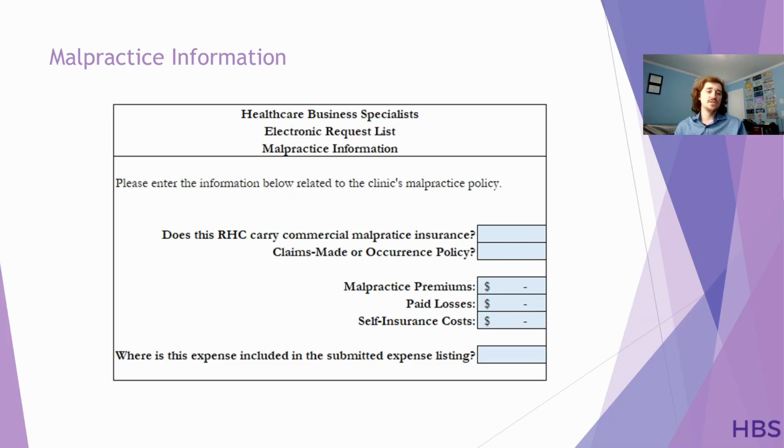And then on our request list, we do ask what line that expense falls in on your expense listing, just to help us make sure that we've got everything classified appropriately. But overall, this is very statistical information. It doesn't actually impact your cost per visit calculation. It's just information that still has to be submitted and it still needs to be accurate.